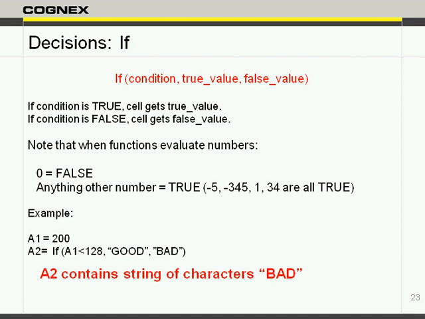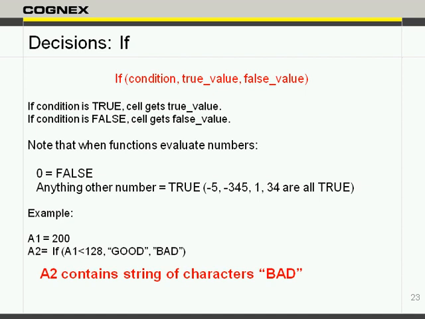Anything else is true. Now in this example, on the bottom here, you can see that in cell A1 we have 200, and then in cell A2 we have an if statement. It says if A1 is less than 128. So is A1 less than 128? Well, it says that A1 is 200. Is 200 less than 128? No, it's not. So that is a false statement.